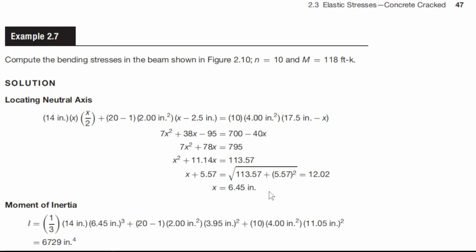Okay. We can now find out the moment of inertia. The moment of inertia is again with respect to the neutral axis. So therefore, we can solve for the moment of inertia. This is the formula for the moment of inertia with respect to the neutral axis.